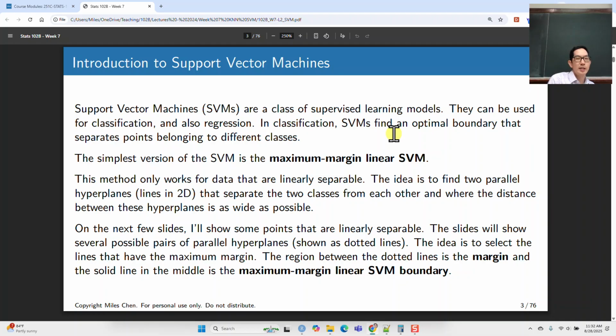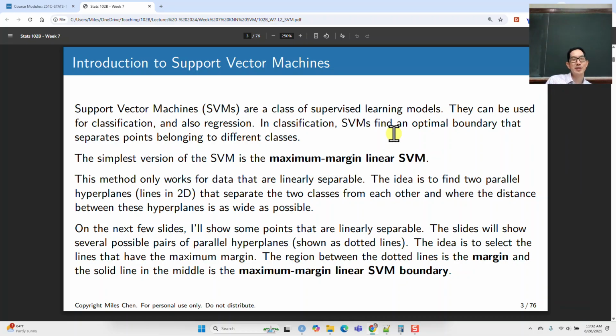So the simplest version of support vector machines is the maximum margin linear SVM, which is way too many words to just say draw a straight line that splits our data into two, okay?